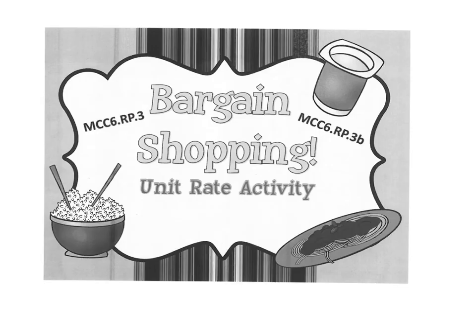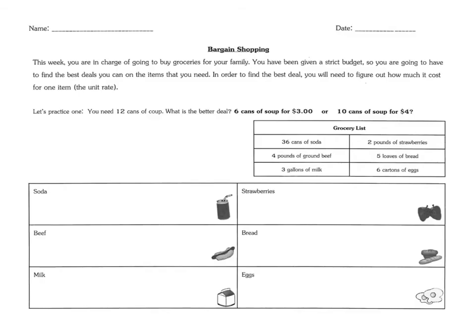In class today, you're going to do some bargain shopping, and you guys like to shop. And what you'll do here is every group will have this sheet. I'll put you into groups. You're in charge of going grocery shopping for your family, and you're on a strict budget, and you have to find the best deal to figure out how much for one item, the unit rate. We're doing the unit rate, how much for one item.